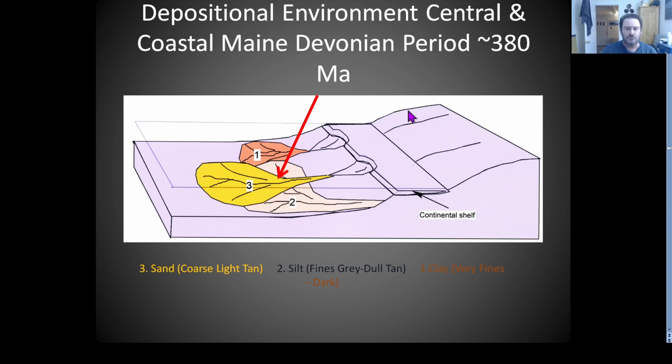But this just gives you an idea of how this works. You get a lobe of material, it kind of goes out, and then it settles. And then another one goes out, and so they just keep piling on top of each other. And eventually you get a series of these when you cut through.